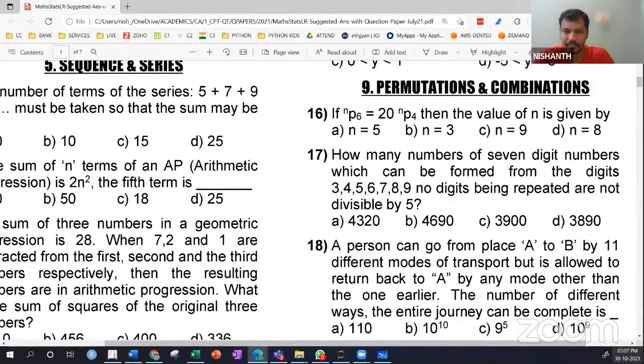N is given by what? Try now. This is very recent. Many in this batch also would have written it, or seniors might have written. NP6 is equal to 20 NP4, then the value of N is given. First, do you think we have solved this problem in the class? Is it familiar? It is familiar, yeah.